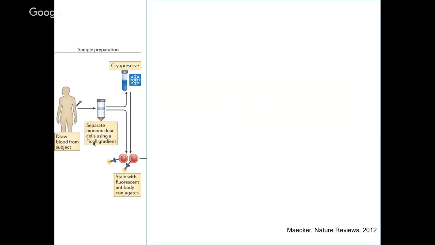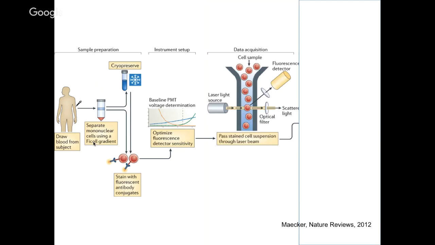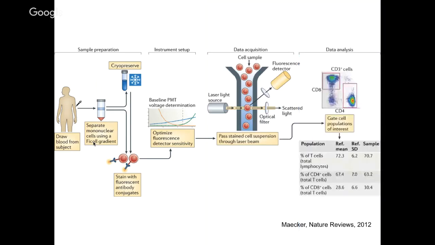Just to show you a picture, a cartoon taken from Nature Reviews, this is how the process works. It starts with sample preparation when you take the peripheral blood of the patient. Third would be the data acquisition. You run the sample, and fourth, you have the data with you and do the analysis. So I would recommend that this is a good article to go through.